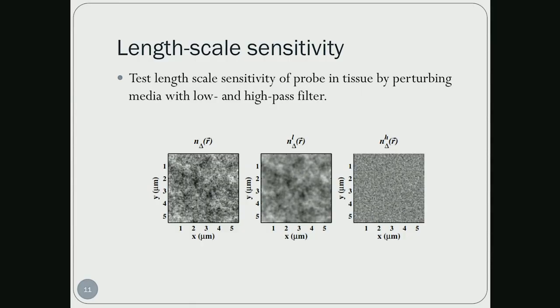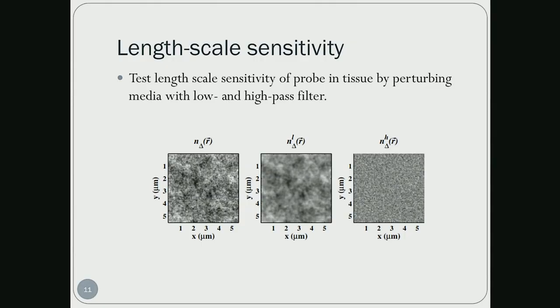On the left is just some numerically generated media representing tissue. Then I pass that media through a low-pass filter to remove small structures. And then I pass it through a high-pass filter to remove large structures. My goal is to see if the probe can actually detect these perturbations.